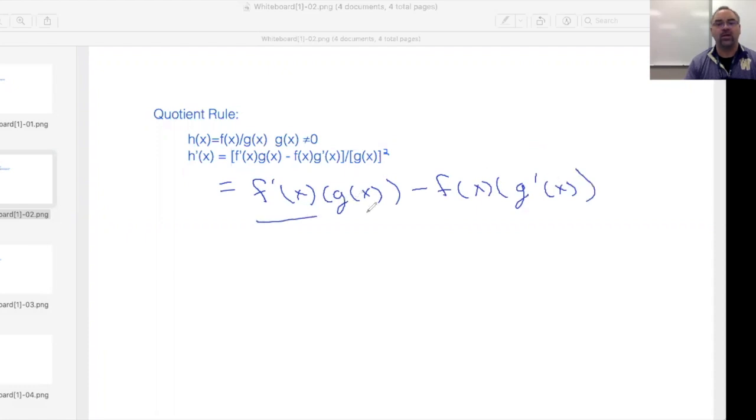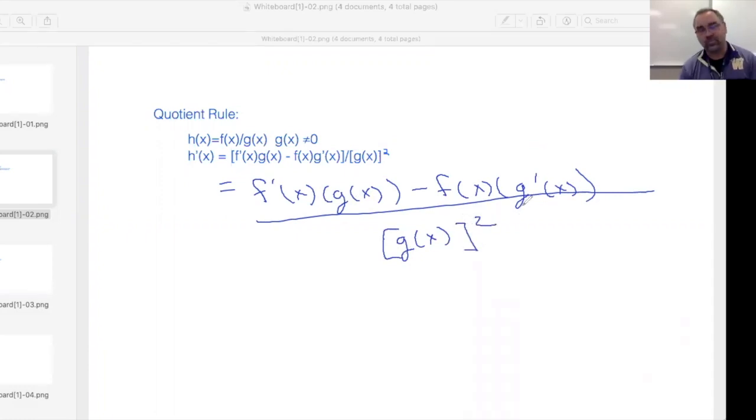Okay, and we divide that by g of x quantity squared. Whereas with the product rule it didn't really matter what order you went in, the quotient rule definitely matters. You have to put f prime times g of x, the derivative of the numerator times the denominator, as the first term because we're subtracting, and subtracting does not have the commutative property, right?